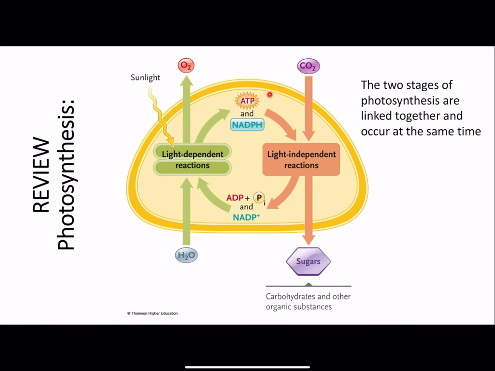Once we have the ATP and the NADPH, carbon dioxide is going to come in and get fixed by the enzyme Rubisco. This happens in the light-independent reactions of the Calvin cycle, and that's taking place in the stroma of the chloroplast. Then we are going to rearrange that molecule using the electrons and the hydrogen from NADPH and the ATP that we've already made to make sugars.